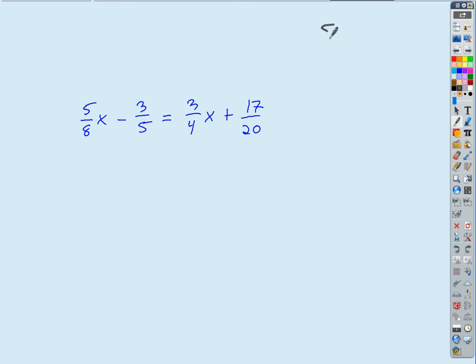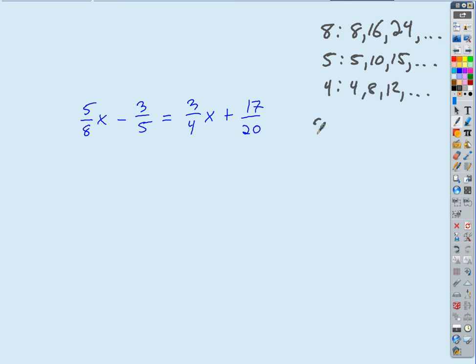So the multiples of 8 would be 8, 16, 24, and so on, right? The multiples of 5 would be 5, 10, 15, and so on. The multiples of 4 would be 4, 8, 12, and so on. And the multiples of 20 would be 20, 40, 60, and so on. There's a lot of numbers up there to consider, but which multiple list is the one we should probably focus on first?